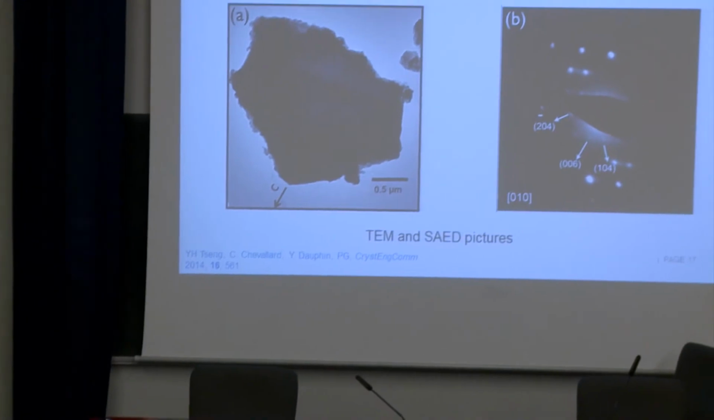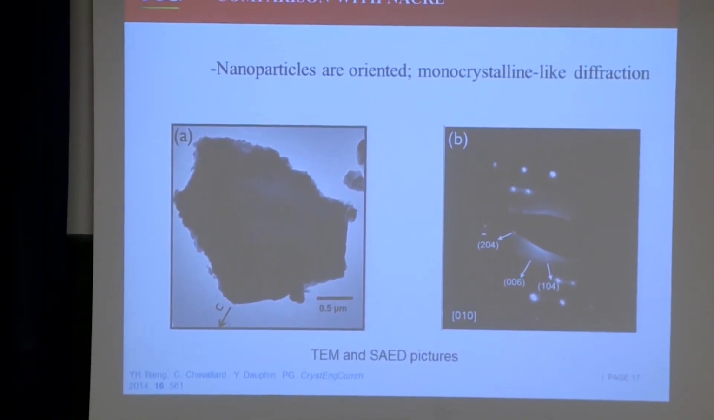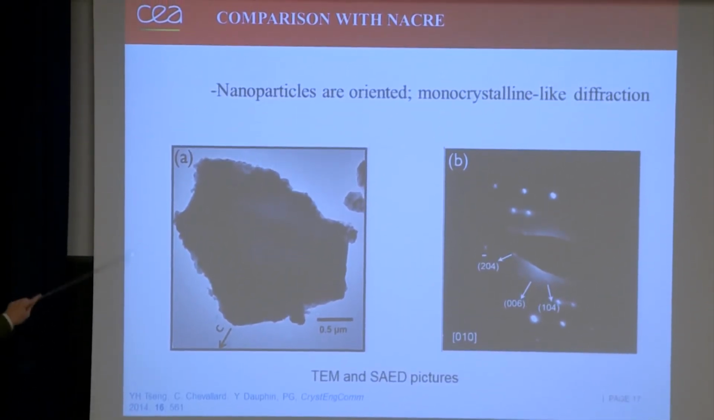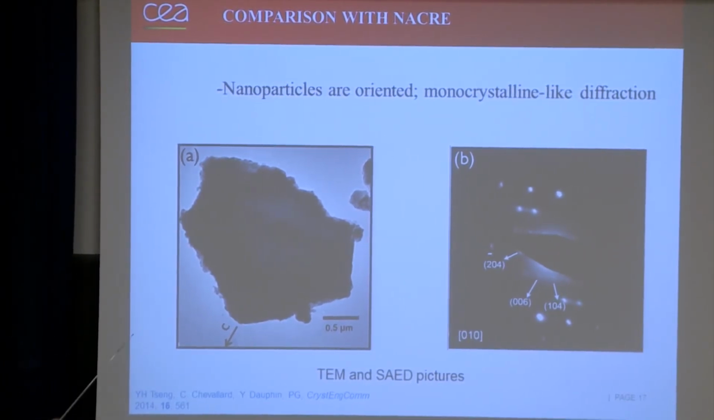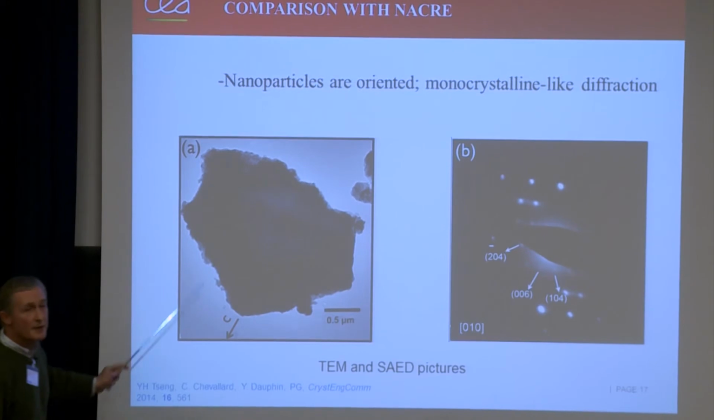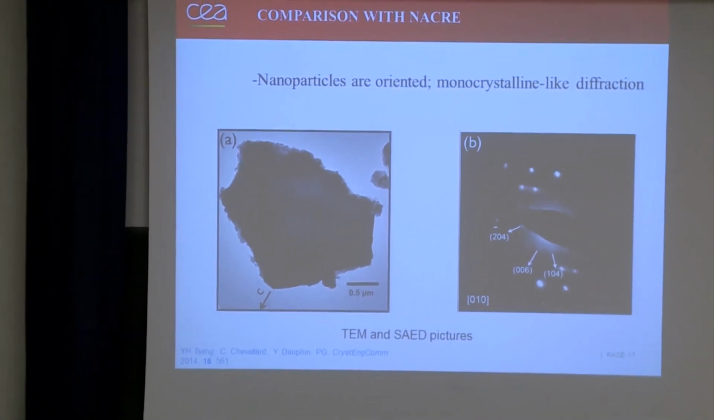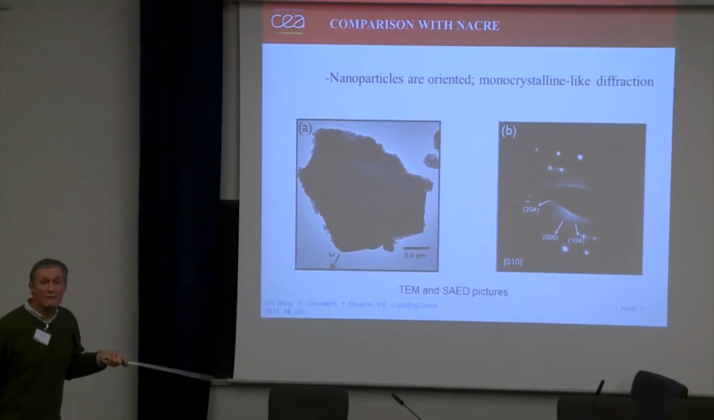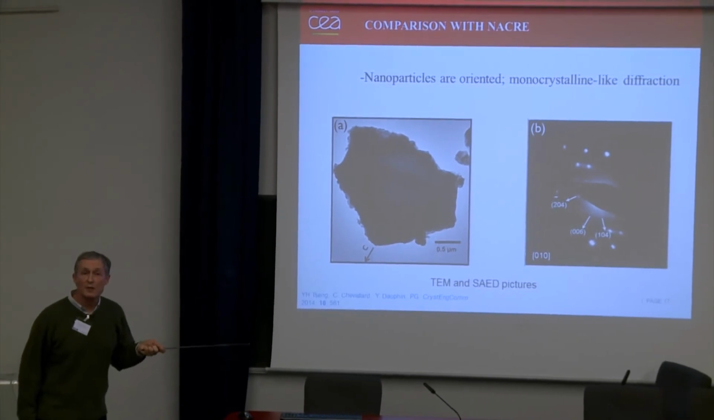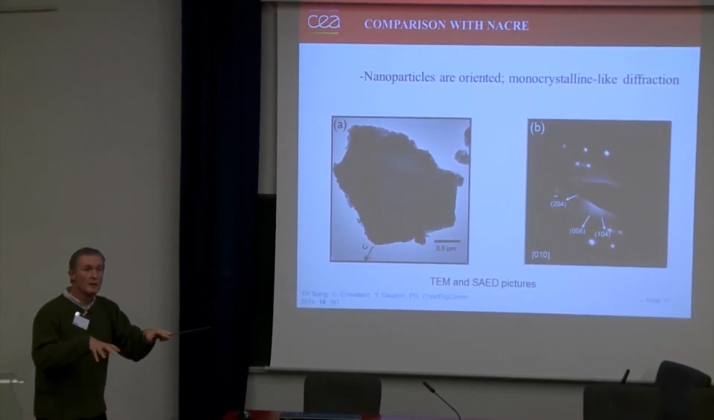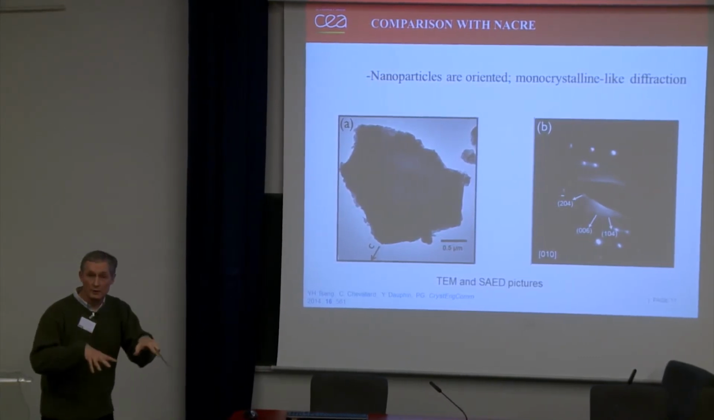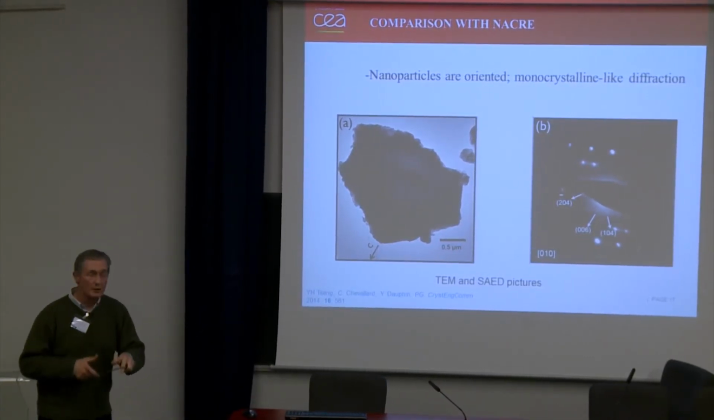Even more interesting, when now you try to make TEM, you could observe some of the layers by TEM. And if you make electron diffraction, these layers are diffracting as single crystals. So you seem to have recovered the same kind of organization that was present in nacre, which means that you have these nano domains, and they are also oriented in the way that they diffract like a monocrystal.